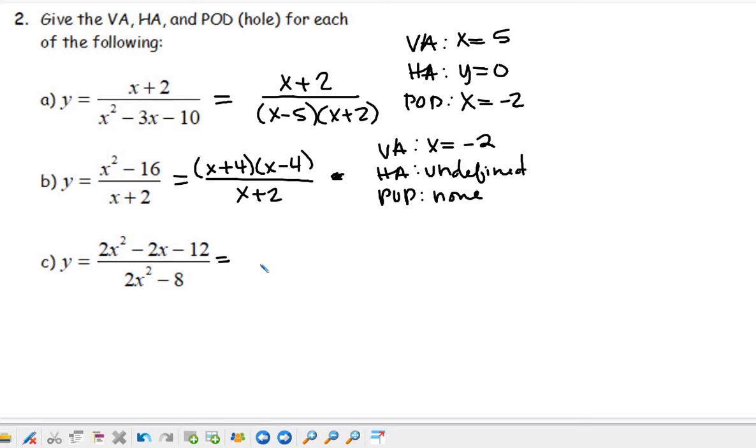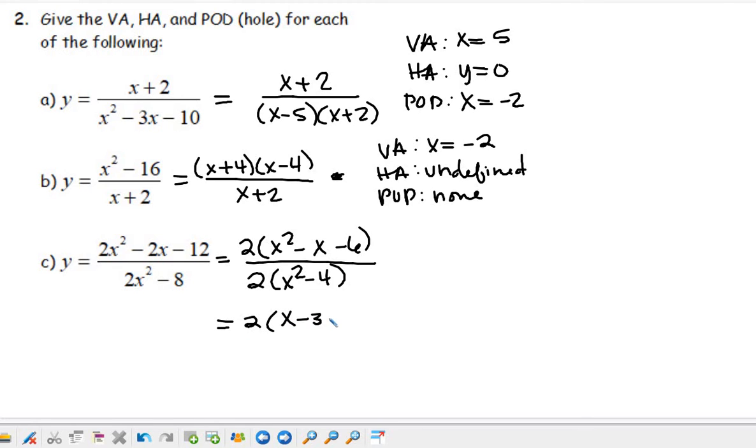So in the bottom, we need a factor. The first thing I notice is it has a GCF. Remember, you have to factor the GCF out before you do anything else. So I have x squared minus 2x minus x minus 6 all over 2 times x squared minus 4, which is going to give me, so this is going to factor into a -3 and a +2.